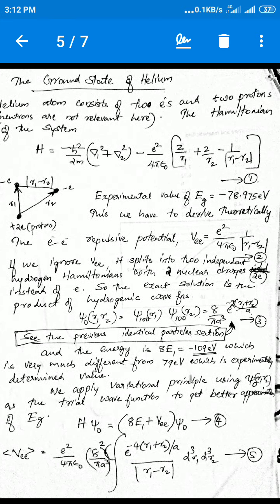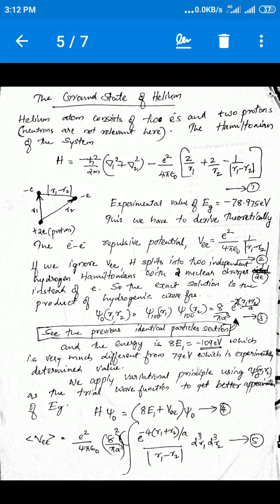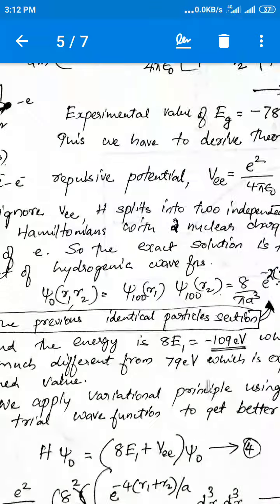But you see here the real experimental value of Eg is minus 78.97, which is very, very far away from this minus 109 electron volt. So we need to do something else. It is very different from 79 electron volt, which is the experimentally determined value.